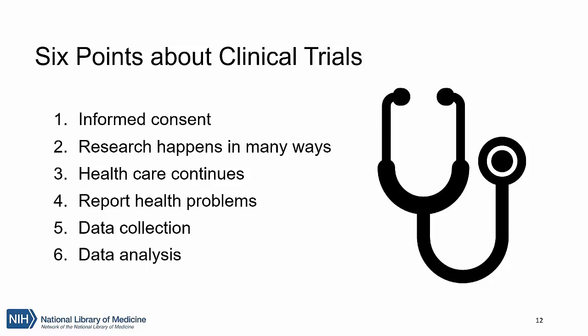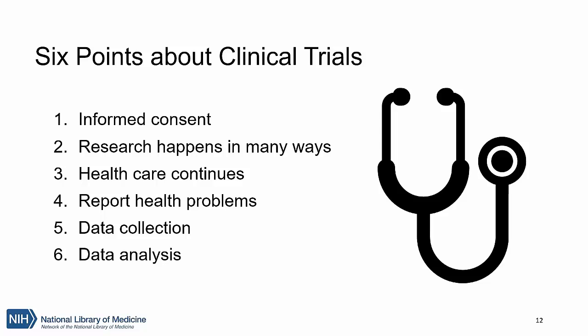Point two, clinical research can happen in many ways. Research can take place at hospitals, clinics, research centers, universities, over the phone, online. Research may take days, weeks, or years. In some clinical trials, all the participants get the intervention being studied. In other trials, research staff may assign participants to different groups. This happens in studies comparing an intervention to something else.